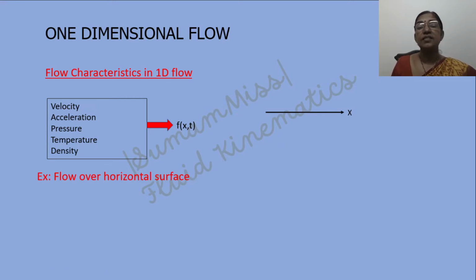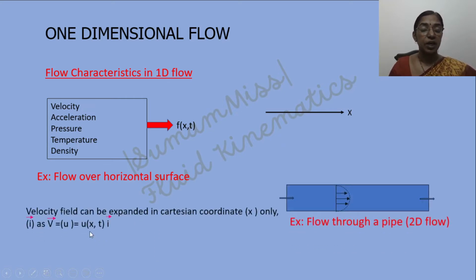So there is no change in the direction of the flow. It is flowing in one direction. So velocity vector can be represented as ui, where i is the unit vector in the direction of x. The figure shows the flow through a pipe, and we are plotting the velocity profile by considering the flow as two-dimensional. So the pipe is running full.